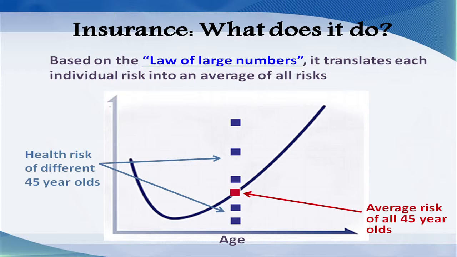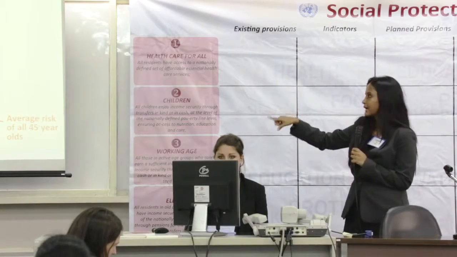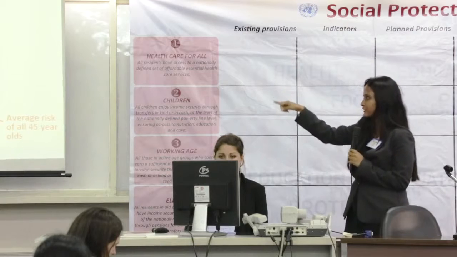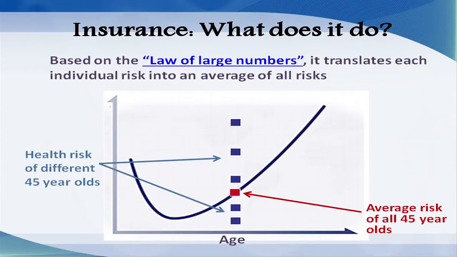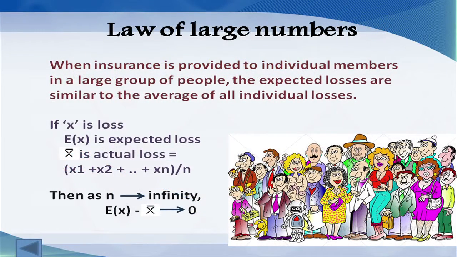We have this graph. As you can see, the blue dots represent the health risk of different people in the 45-year-old age bracket. You do not know which of those 5 people you are, and the insurance company does not know either. But they know that the average risk of all 45-year-olds in a big community is always at the red spot. So if an insurance provider has a lot of members, they know that the average health risk of all 45-year-olds in that group will always be there. In that way, they can predict the healthcare expenditure.